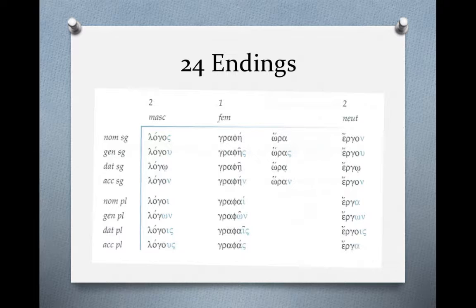And so we can see in the nominative singular there that logos ends in sigma, so we know by the way we memorize it that it's masculine, or ergon over in the neuter, that ends in nu. It's not ergos, it's ergon. So we know by virtue of the way we memorize the word that it's neuter. And then the feminine or first declension words are always going to have the stem vowel of alpha or eta.